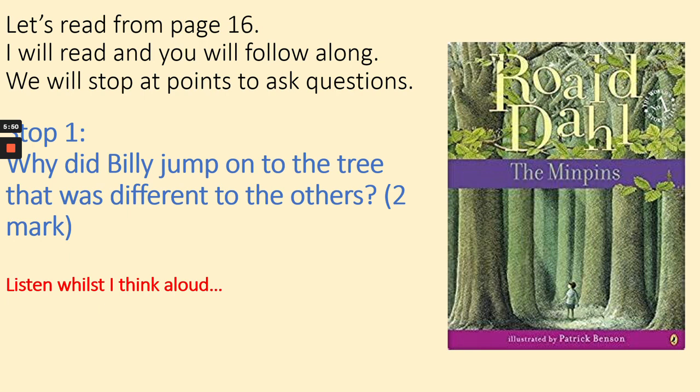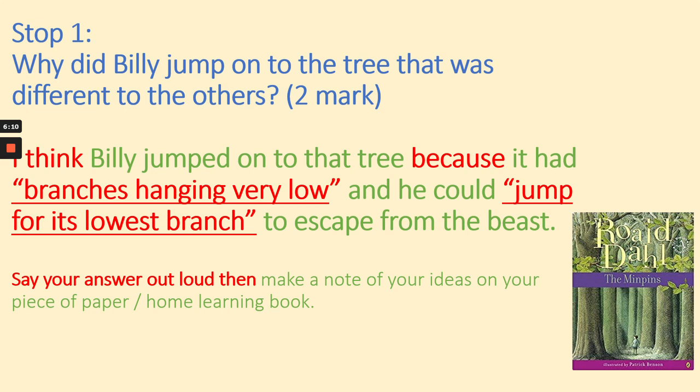I'm going to go back and read that part. This tree was different from the others because it had branches hanging down very low. While still running, he made a frantic jump for its lowest branch. So, why did Billy jump on the tree that was different to the others? I think Billy jumped onto that tree because it had branches hanging very low, and he could jump for its lowest branch to escape from the beast.